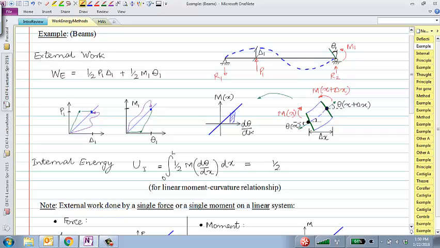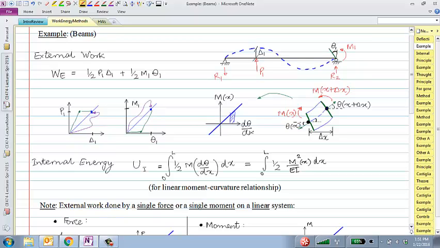So another way of writing that is M squared over EI, and M of course is a function of x, dx integral 0 to L. They both are exactly the same thing, right? Make sense? So for a spring, it is half times P times delta, or same thing for a truss member, half times N times delta. For a beam, it is half M times curvature, integrated over the length.